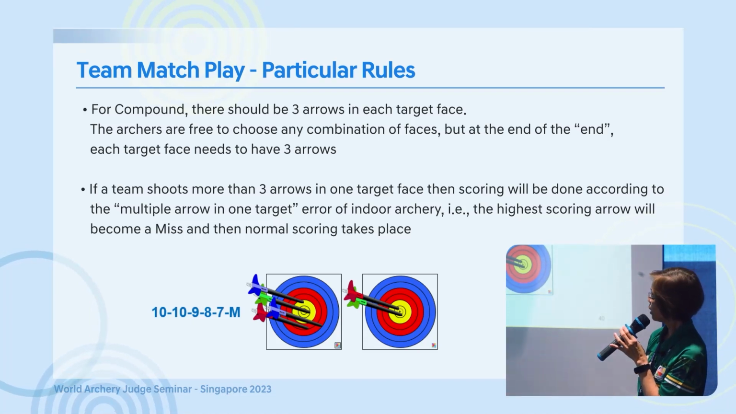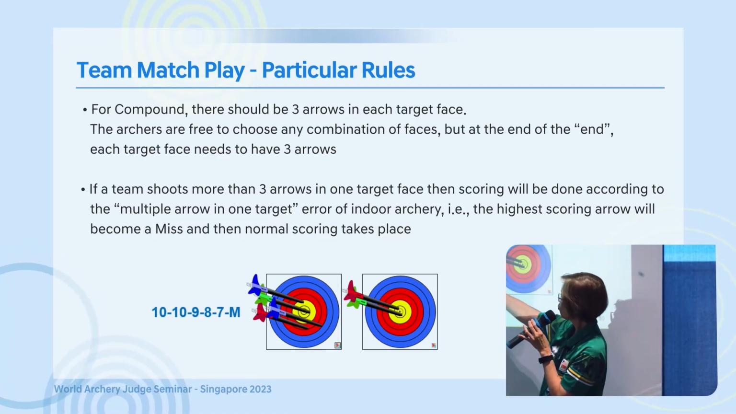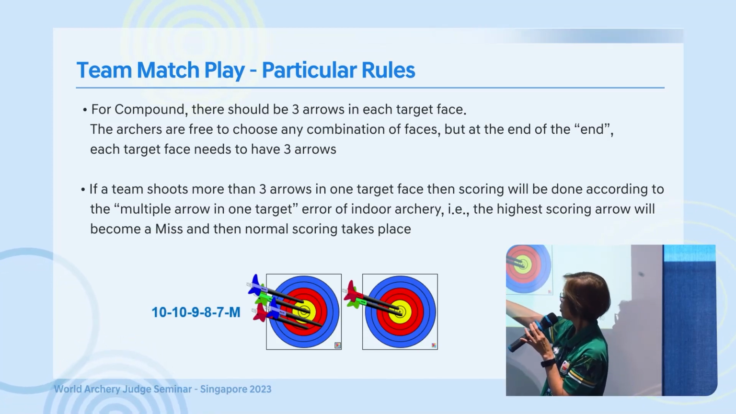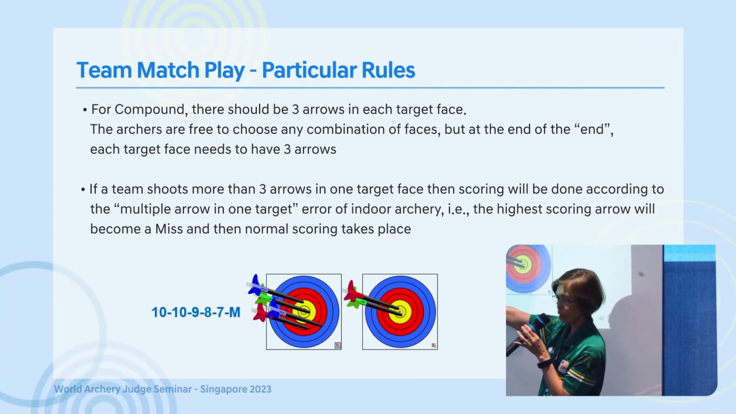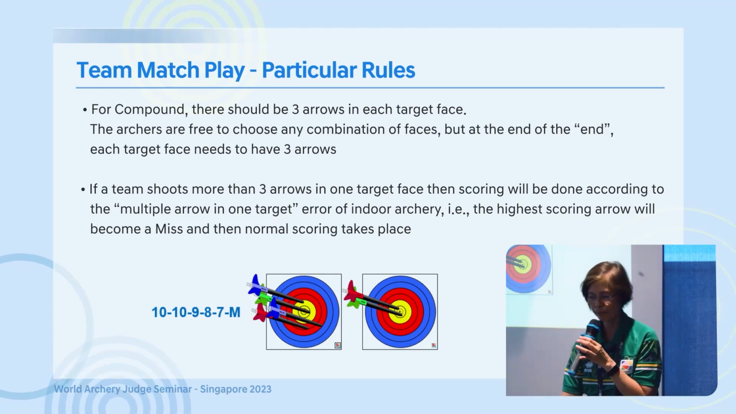So 10, 10, 9, 8, 7, and why? Because you remove what? You take care of this first? 10. Okay, you have 6 arrows, that's fine. And you score the rest. And that is what will happen. 10, 10, 9, 8, 7, M.